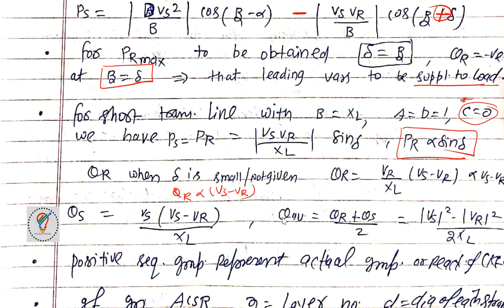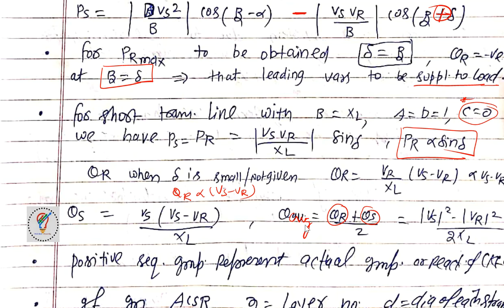Now what is the Q average value? Q average is the receiving end reactive power plus the sending end reactive power divided by 2, which can be written as (VS square minus VR square) by 2XL. And remember, we are supplying the reactive power to compensate the voltage drop and to make the sending end voltage equal to the receiving end voltage. If that is true, then the average reactive power will be 0.